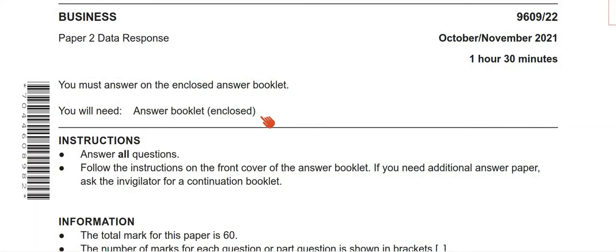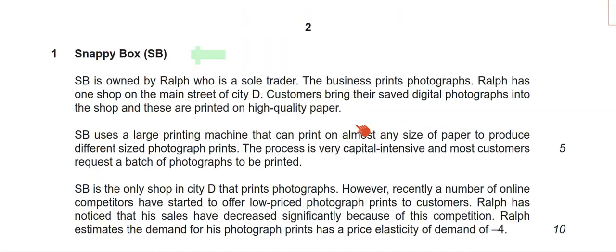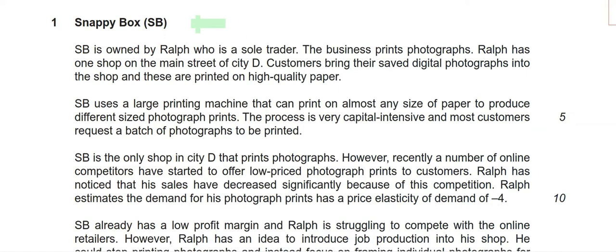Hello everyone. So now this is your Business Studies AS Level Paper 2 data response, paper 9609 version 22, October-November 2021. As you can see, you are given 1 hour 30 minutes to complete this paper and you will be getting 2 data response questions. So technically you can allocate 45 minutes each to complete one data response.